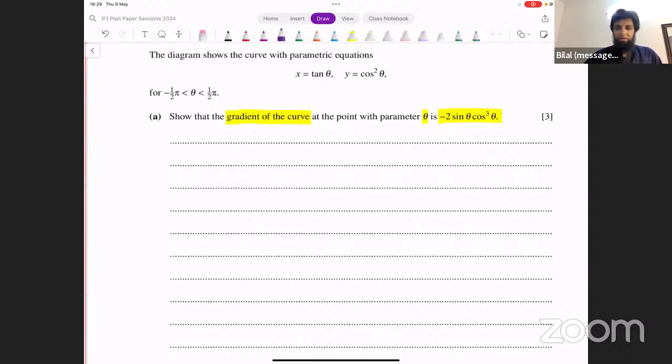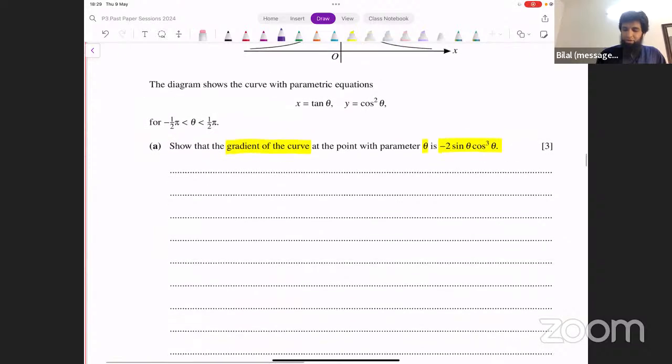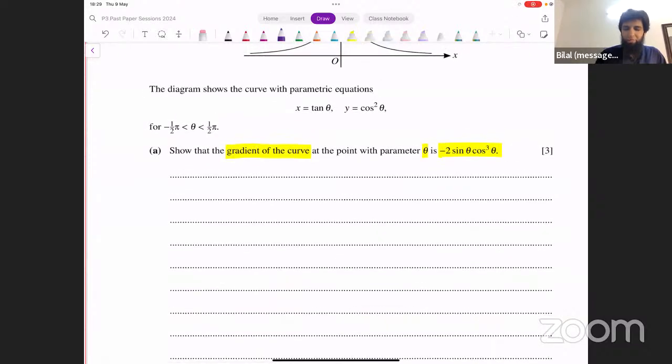Faizan, let me come back to that. Let me come back to that in a moment. Gradient of the curve at the point theta with parameter theta, that's what we want to find out. Okay, so how do you do that?